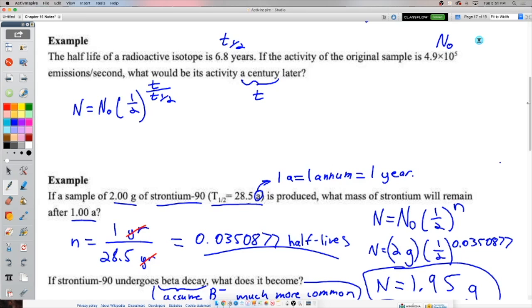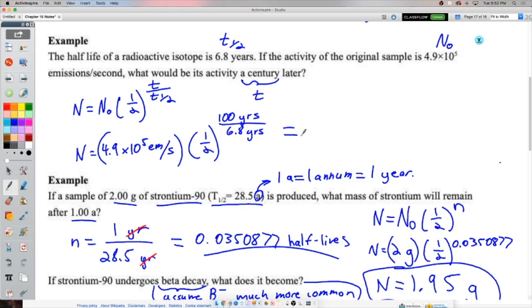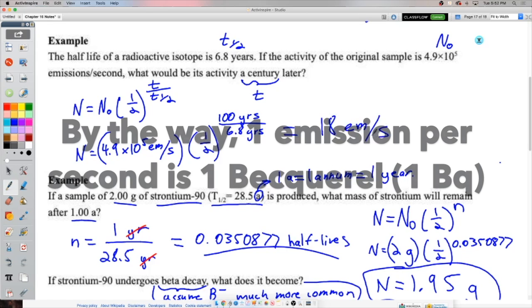All right, so we actually have everything. We just need to plug in our numbers. We started with N0, and we want to know how many half-lives have passed so we can know how many times to multiply by 1/2, and we're going to have to do it the total time divided by how long is a half-life, 6.8 years. To 2 sig digs, I got that that's 18 emissions per second.